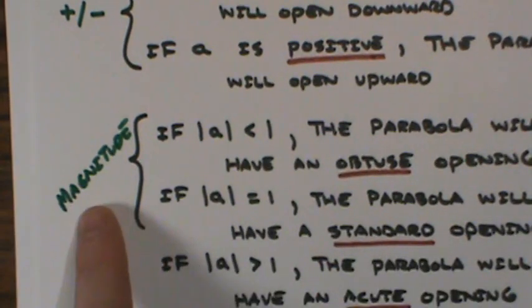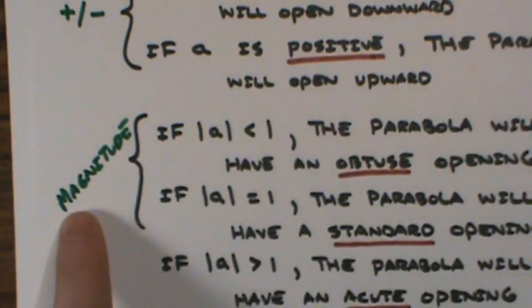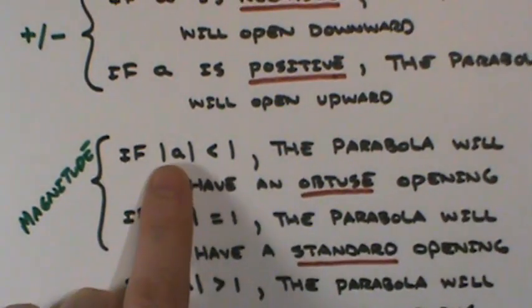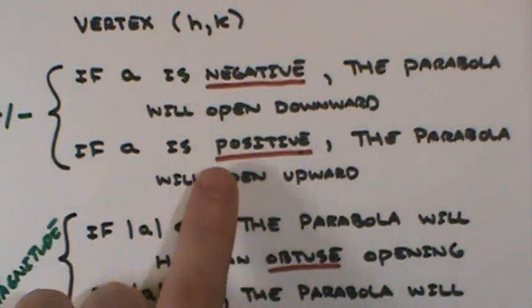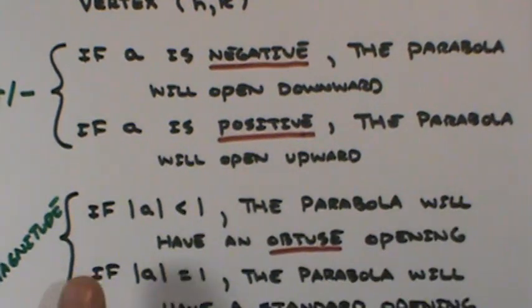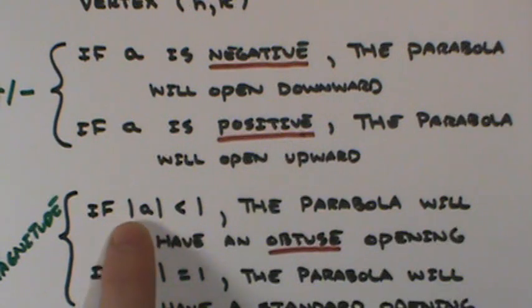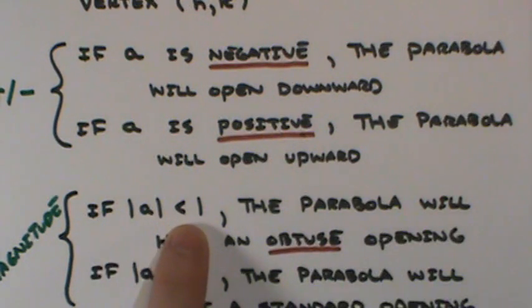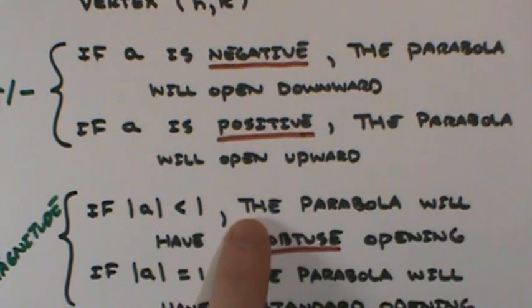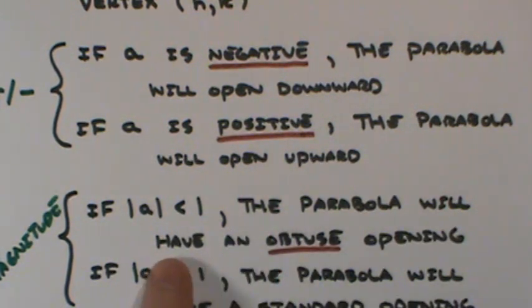And then I use the word magnitude here. Magnitude means I don't care whether it's positive or negative because I discussed those values up here. I'm more worried about the number itself. So if we're looking at a as a proper fraction like 1/2, 2/3, 1/5, negative 1/3, negative 1/2, we're saying that it's less than 1, we know that our parabola when graphed will have an obtuse opening. An obtuse opening just means it's wider than what we typically expect.